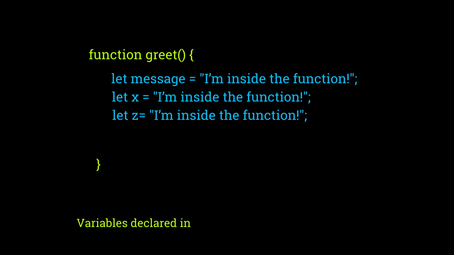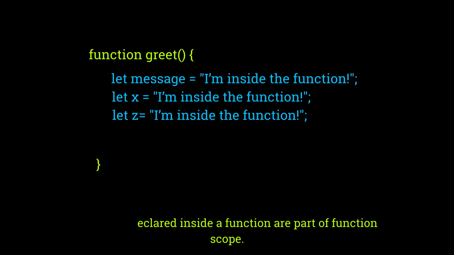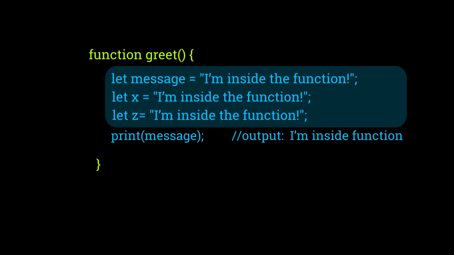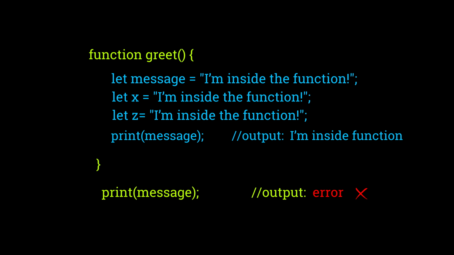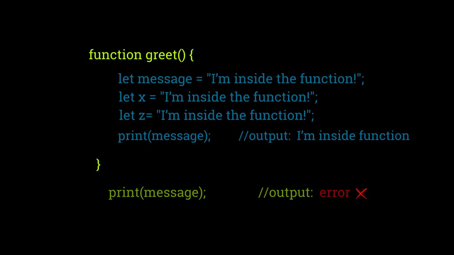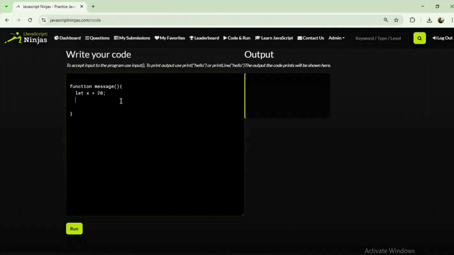Variables declared inside a function are part of function scope. These variables only exist inside that function, and we cannot access them from anywhere else in the code. Let me show you an example. Here, when we print this declared value inside the function, it works perfectly. But when we try to log it outside the function, we get an error.